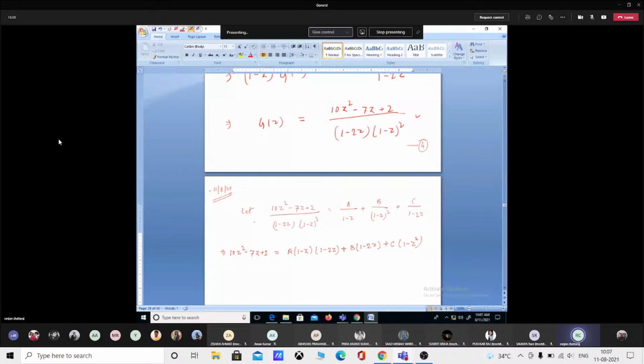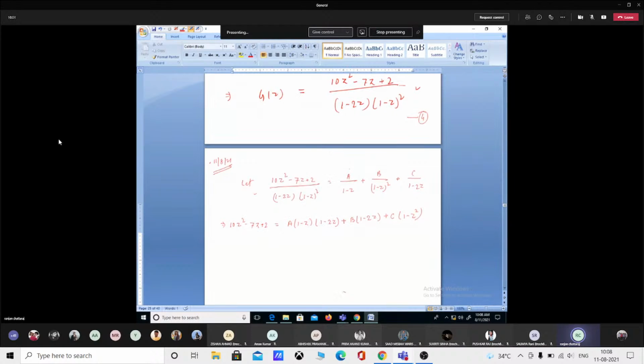Now this expression can be expressed in this form. A, B, C are constants, and we know the terms of the sequence whose generating function is 1 by 1 minus z, or 1 by 1 minus z whole square, or 1 by 1 minus 2z. We know these things. So we go for this. There are two ways to find A, B and C. Suppose we multiply each and every term and then collect the coefficients of z, z square, and the constant term, and then equate the coefficients on both sides.